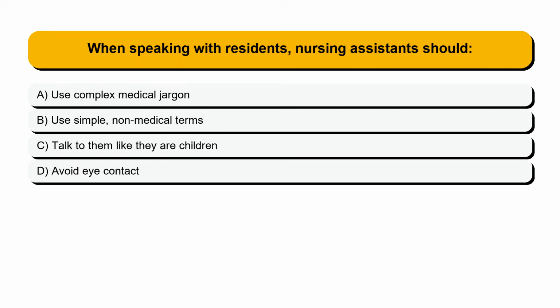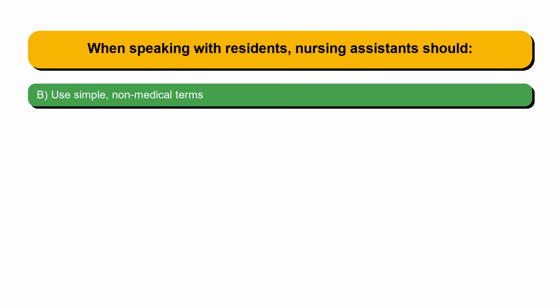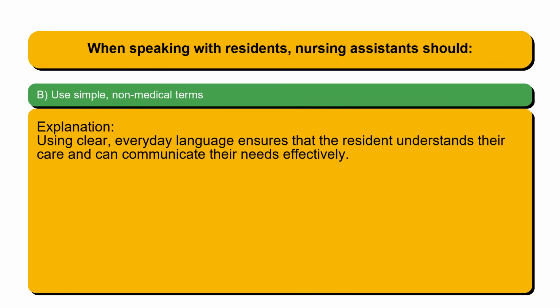Question 58. When speaking with residents, nursing assistants should: Option A. Use complex medical jargon. Option B. Use simple, non-medical terms. Option C. Talk to them like they are children. Option D. Avoid eye contact. The correct answer is option B. Use simple, non-medical terms. Using clear, everyday language ensures that the resident understands their care and can communicate their needs effectively.